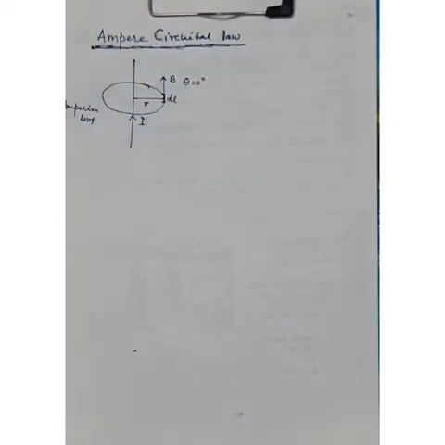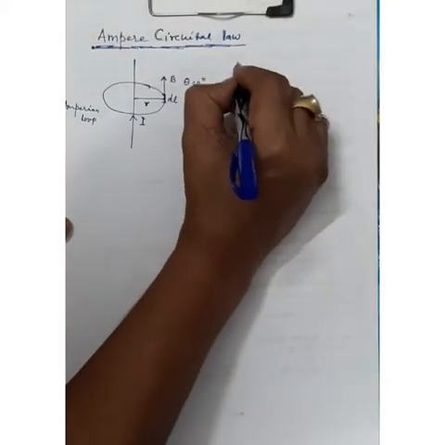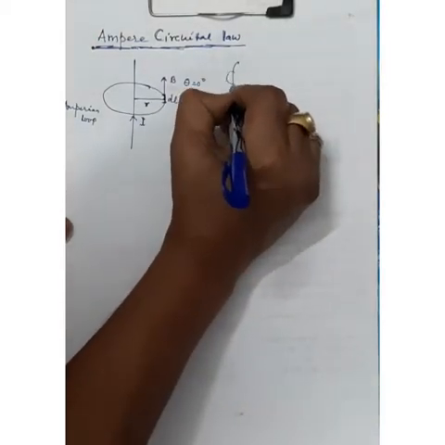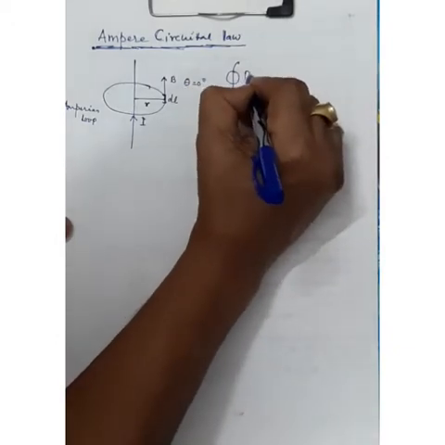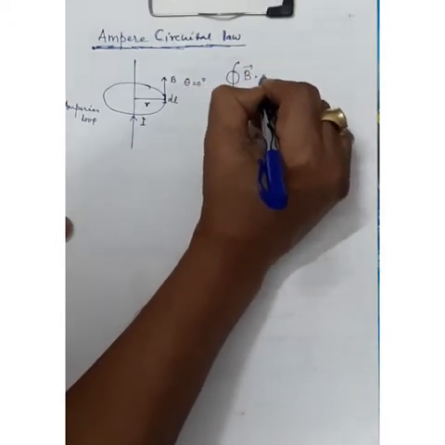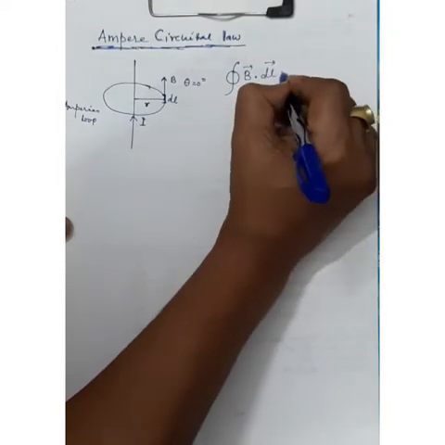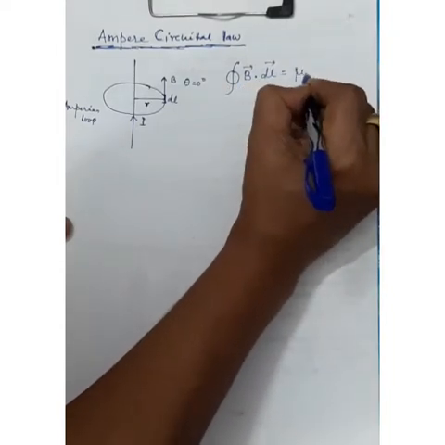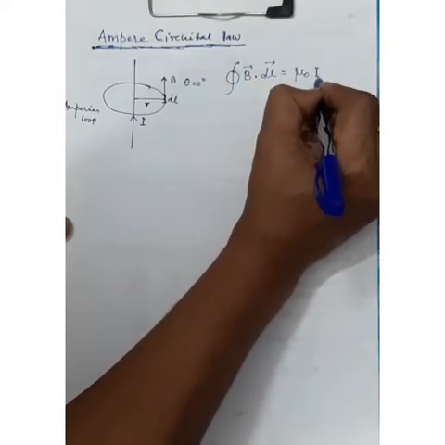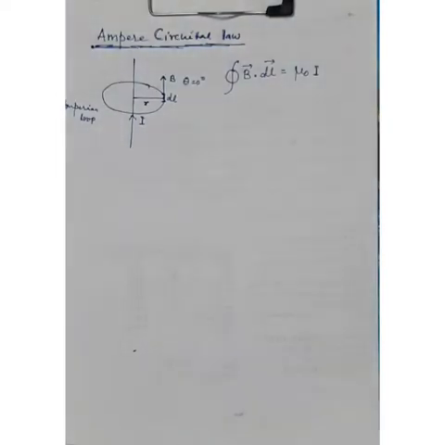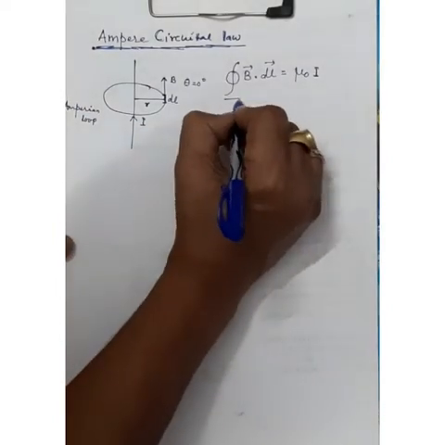Okay. What does Ampere's circuital law say? This says the line integral over a closed loop of B dot dl is mu naught times the current enclosed. So B dot dl integration over a closed loop is equal to mu naught times the current enclosed by this Amperian loop. This is called Ampere's circuital law.